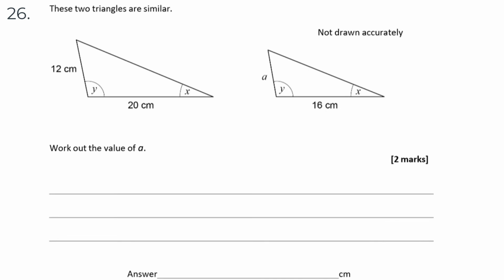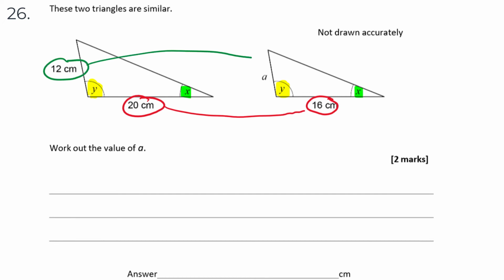These two triangles are similar. Work out the value of A. Okay. Now let's just get orientated with this triangle. I've got y here and y here, and I've got x here and x here. So it's just a good job to check that the triangles are orientated the same way so that you can match up the sides properly. These two are drawn the same way around. So I can see that these two ones match up. These are matching sides, and also these are matching sides, aren't they?